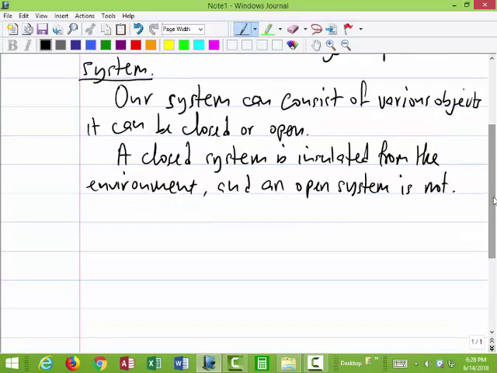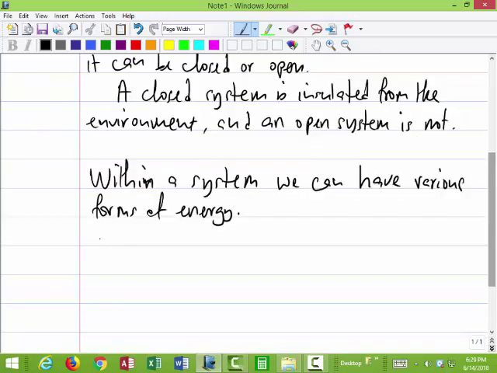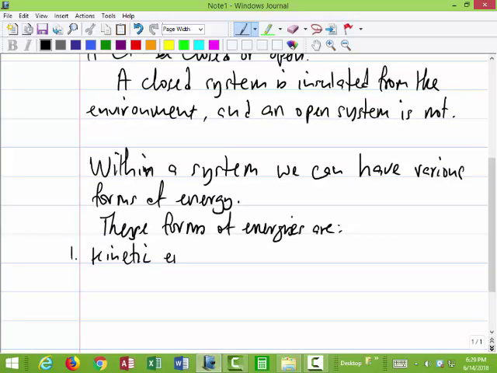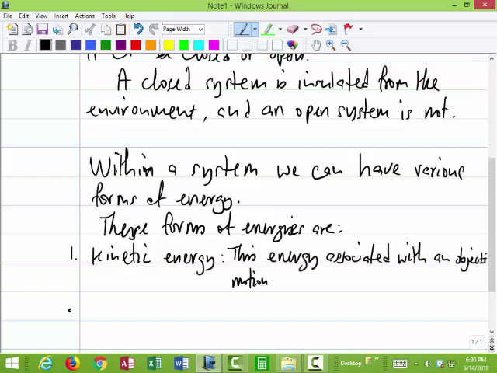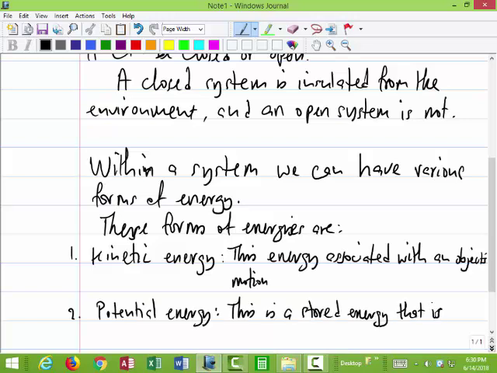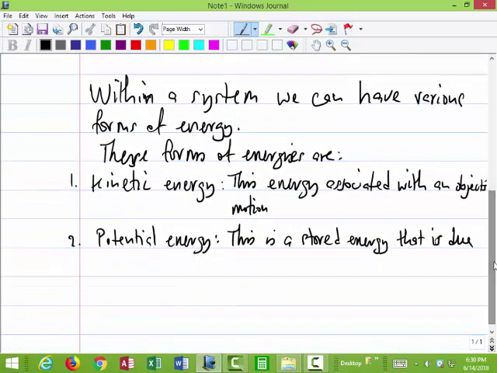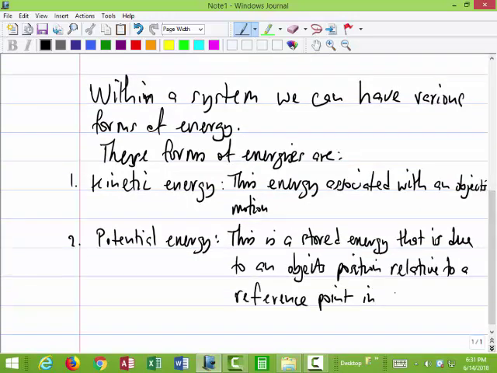And then we can also look at the various forms of energy that are part of the system. So within the system, there could be all forms of energy, and we shall list a few of them. These forms of energies are, first we can call kinetic energy. This is energy associated with an object's motion. Number two, we have potential energy. This is a stored energy that is due to an object's position relative to a reference point in a field.